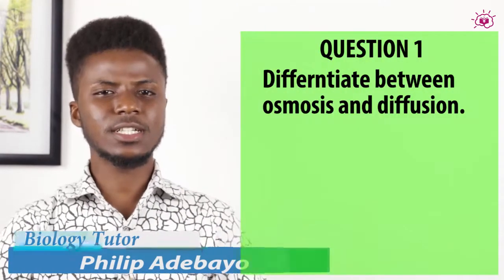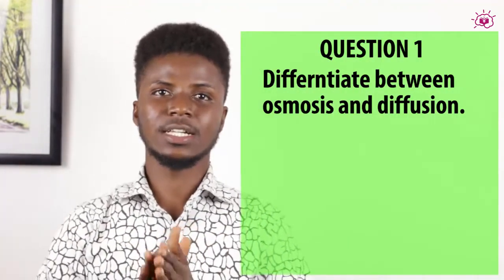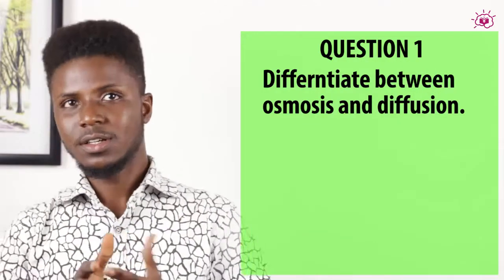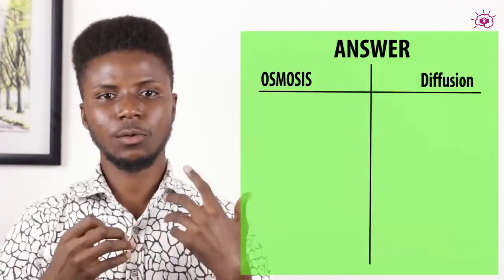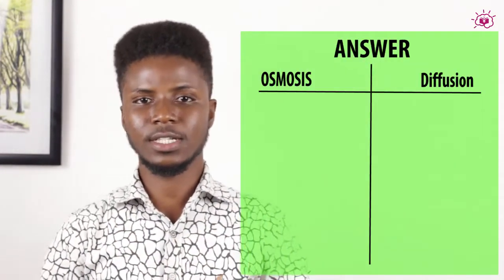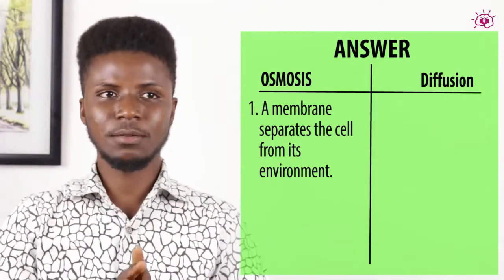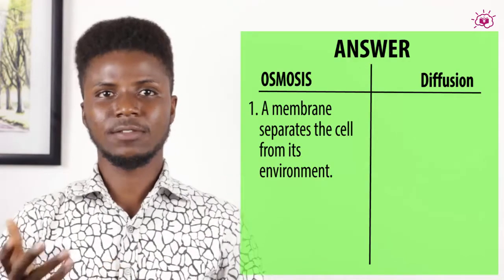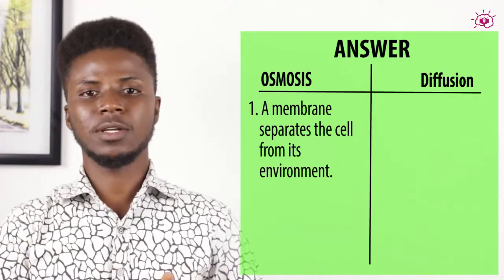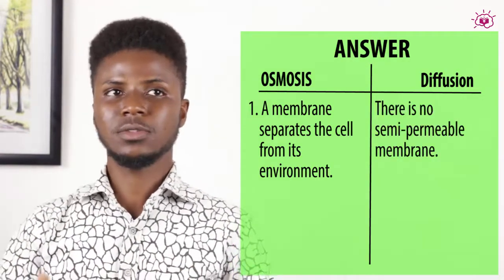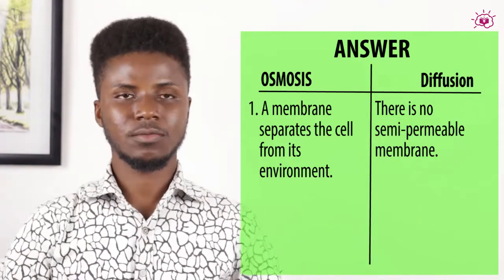Now, let's treat some past questions from WAEC as pertain to this topic. This question states, differentiate between osmosis and diffusion. They look similar, but they are different. One of the differences is that in osmosis, there is a membrane between the cell and its environment. It passes through a semi-permeable membrane, while in diffusion, there is no semi-permeable membrane.